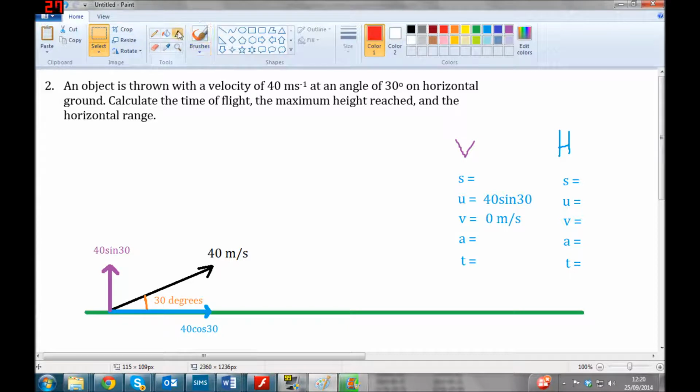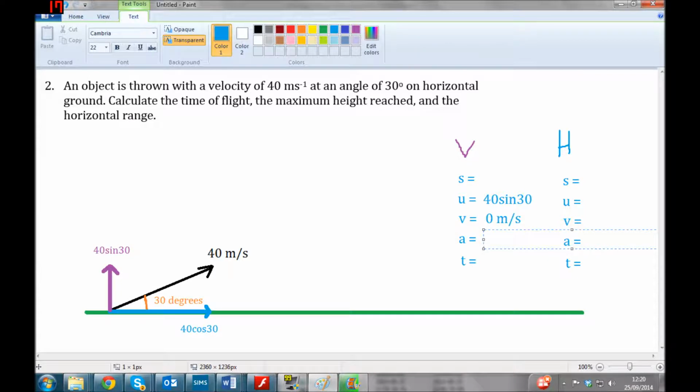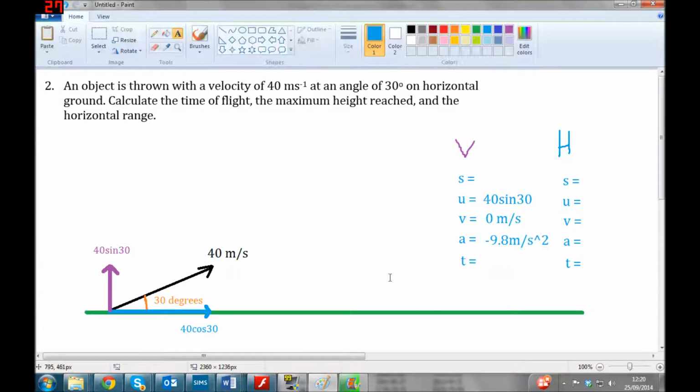The acceleration, we know that, don't we? Well, this is interesting actually. Have a think to yourself, is it positive acceleration or negative? I'll give you 5 seconds. 5, 4, 3, 2, 1. It's minus 9.8 meters per second squared. Just about fits in there. So why is it minus?